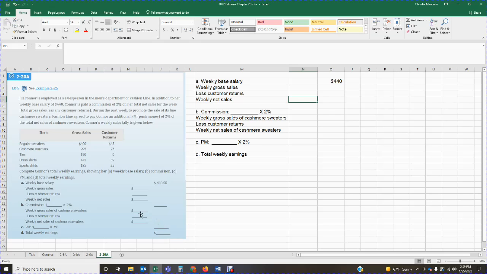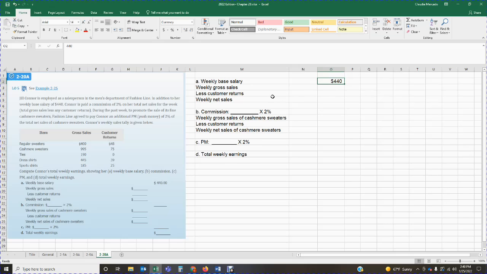They give us a breakdown. I went ahead and copied this breakdown over to the Excel spreadsheet, so that I can enter my data. Letter A was given, which is the weekly base salary of $440. It's stated in the problem that the weekly base salary was $440, so that's given. Regardless of how much you sell, you're still going to get your base salary of $440.